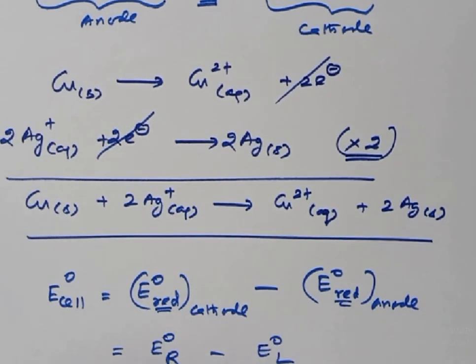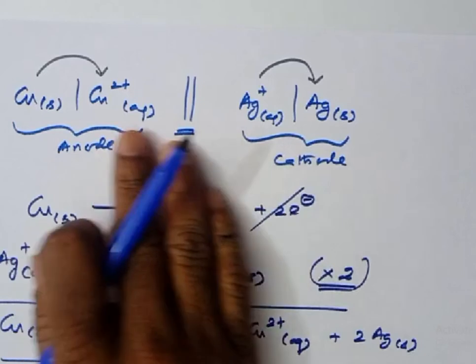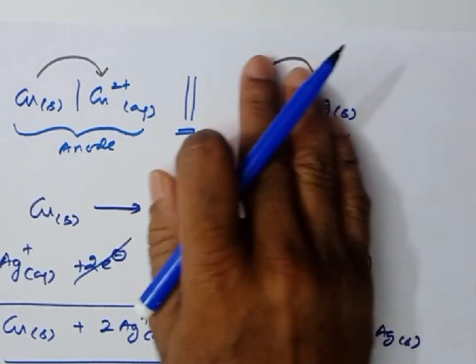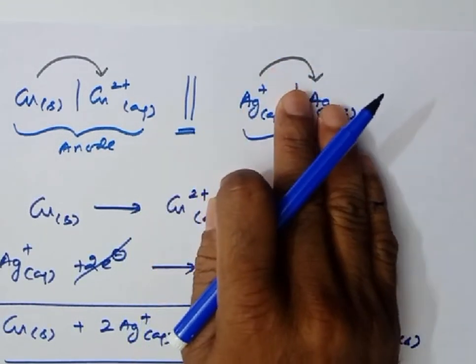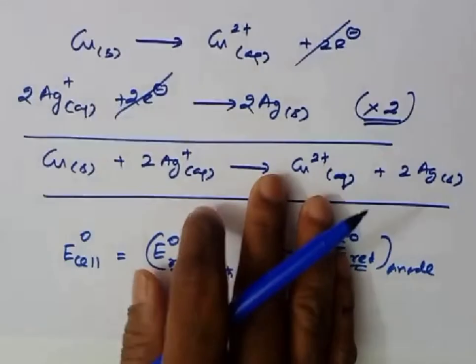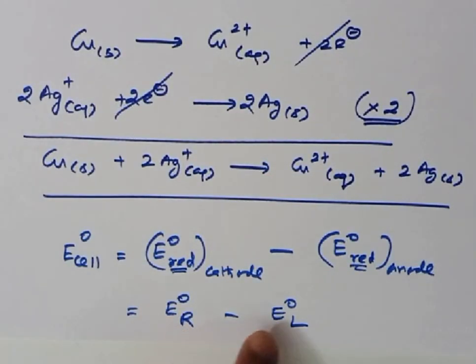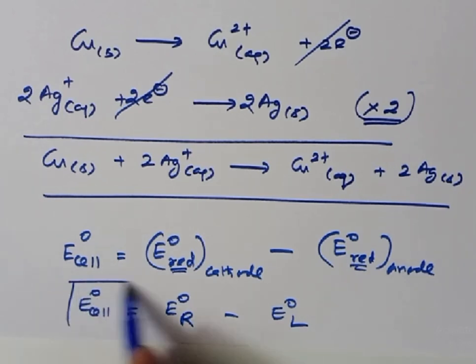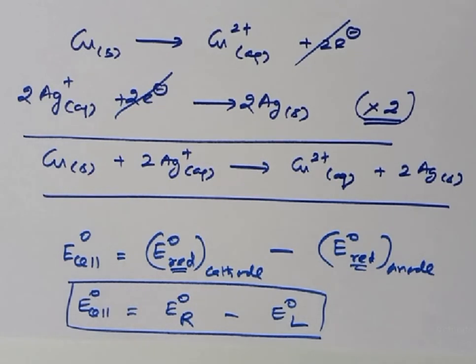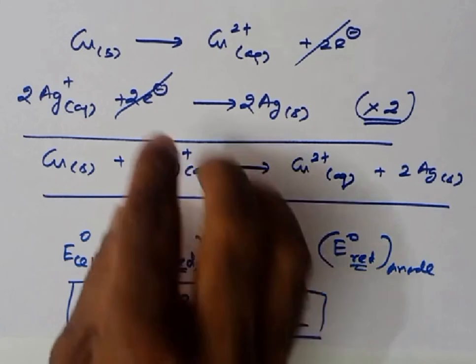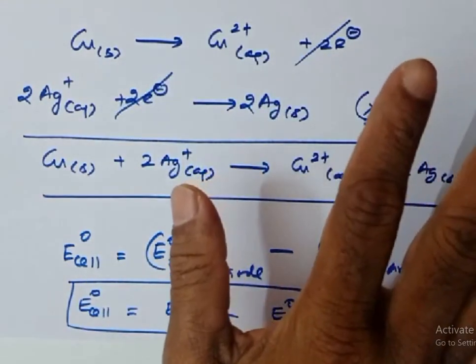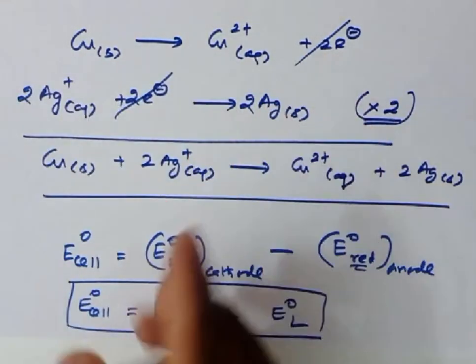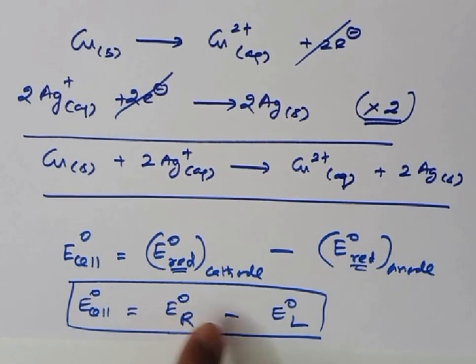What's the meaning? Why right and left? Because according to cell representation, we always keep the cathode on the right hand side and the anode on the left hand side. That's why I wrote simply E naught right minus E naught left. This will give you the standard cell potential directly. So if you want the standard cell potential, you need not worry about the reaction. Reactions are not necessary. You can write directly because these values are standard values, already available.